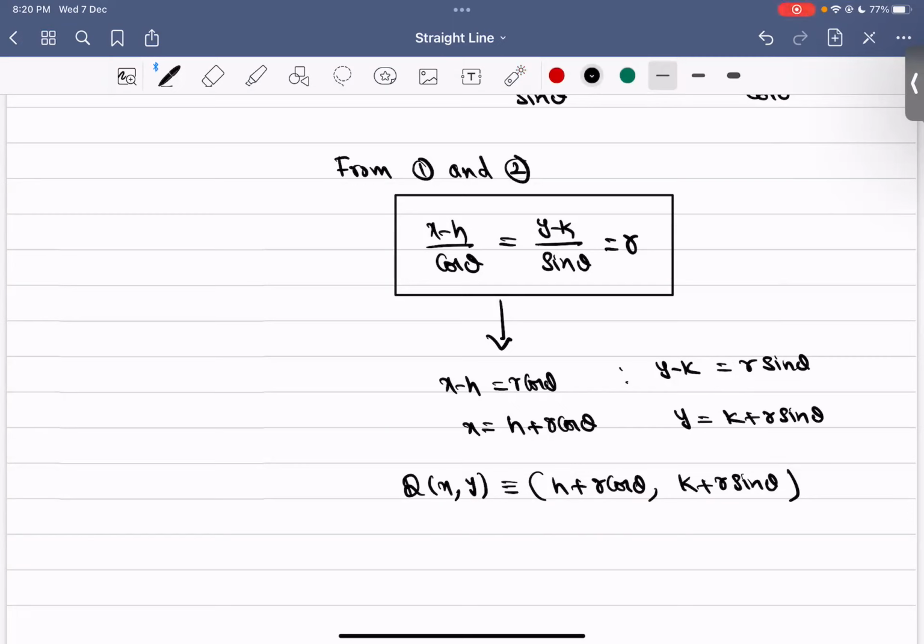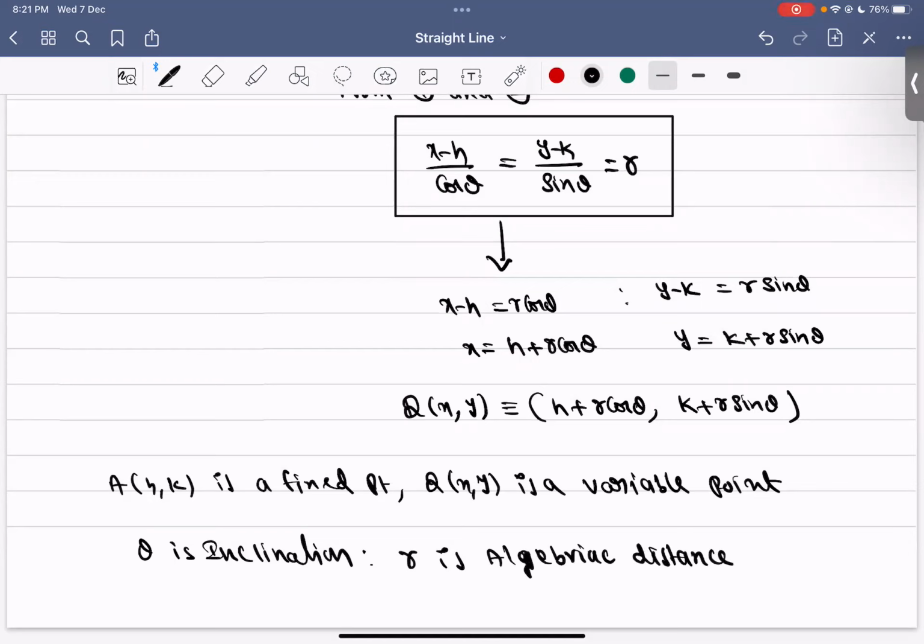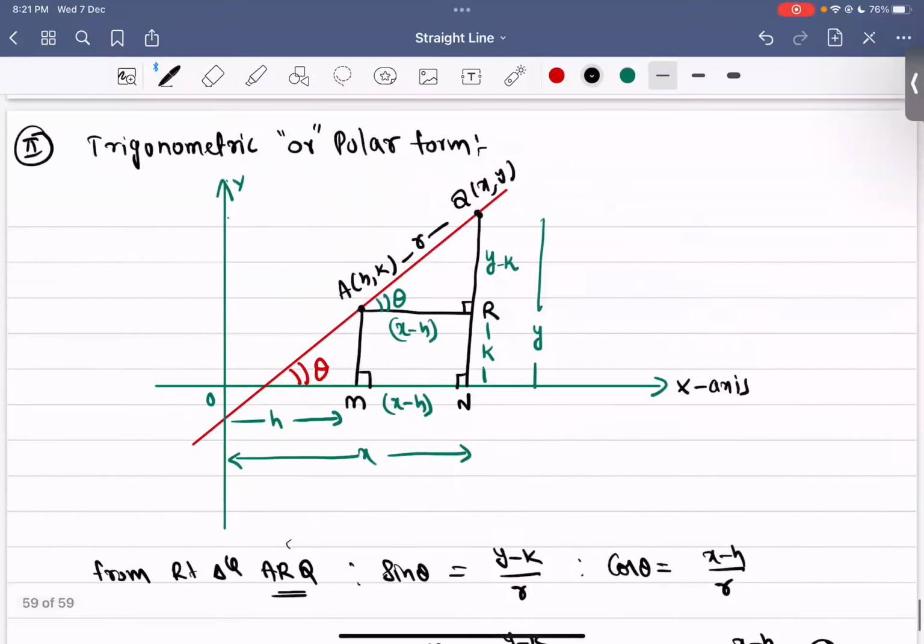So now we will write the data. Here A(h, k) is a fixed point. Next, Q(x, y) is a variable point, and theta is the angle made by the line with the positive direction of x-axis. Otherwise, directly we will write inclination. Theta is inclination. Inclination means the angle made by the line with the positive direction of x-axis. R is algebraic distance. This is the parametric equation of the straight line.